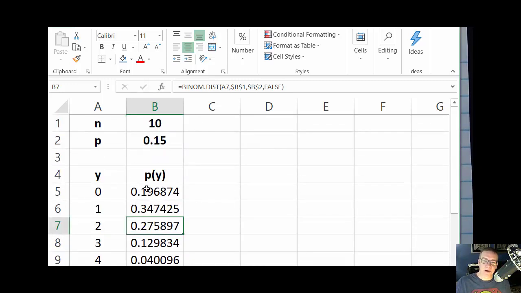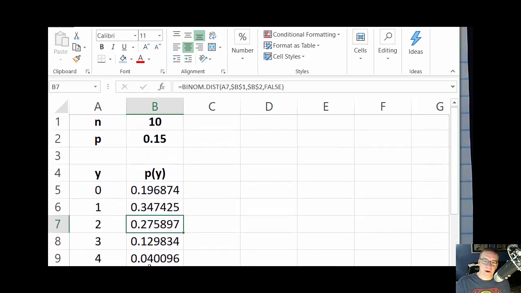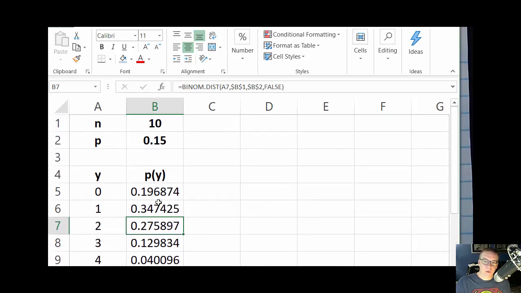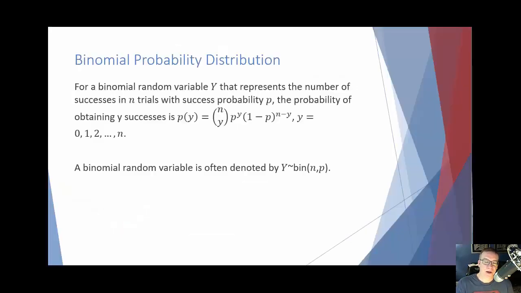And notice, think about what would happen here if I were to sum up all of these probabilities. Remember, if I sum all of these things up, that should represent everything. If it's a valid probability distribution, then that should give us 1.